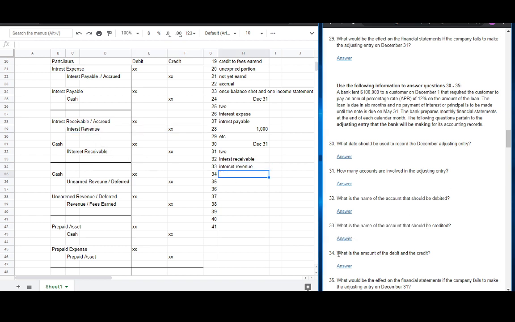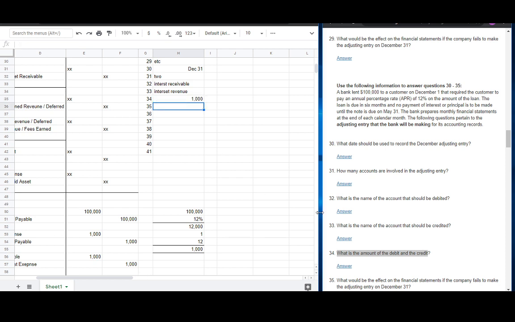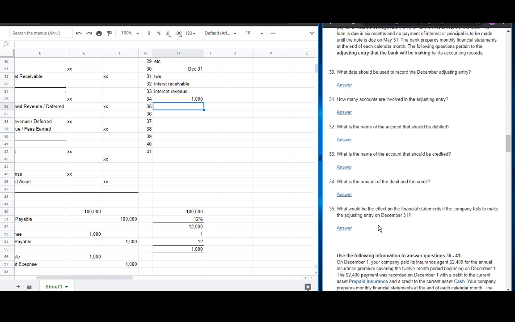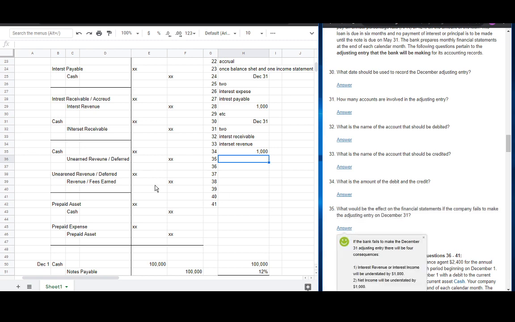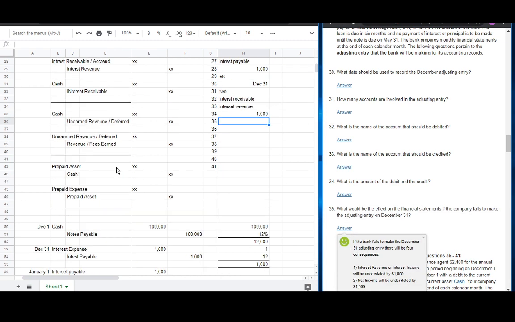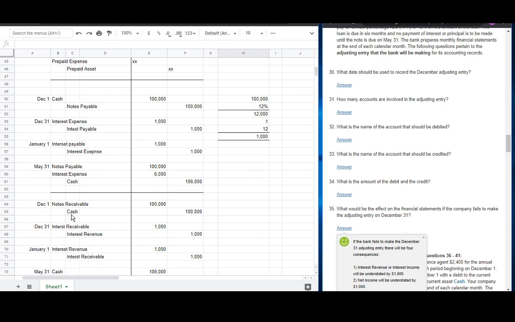Number 34, what is the amount of the debit and credit? Again, same solution as this one. 1,000. What would be the effect on the financial statement if the company fails to make the adjusting entry? Again, it would now do the opposite. It will understate the net income since we do not recognize the revenue.